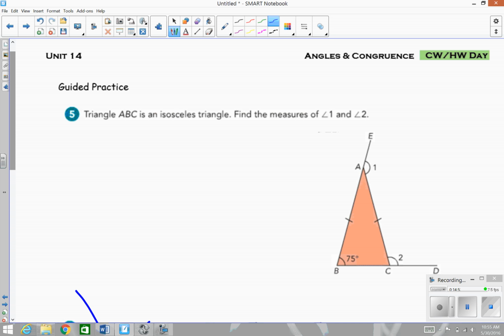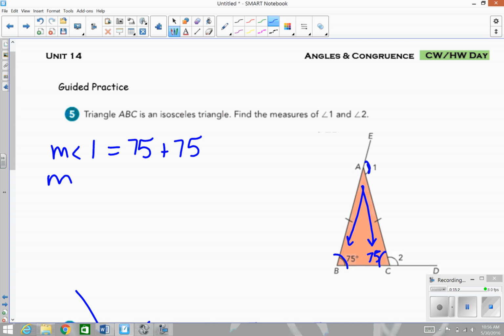Now that you've tried this, there's a few things you should have learned. If this is 75 here, then this is also 75. Angle 1 is exterior, so in order to find its measure, we can add these two up. So measure of angle 1 equals 75 plus 75. Measure of angle 1 equals 150.